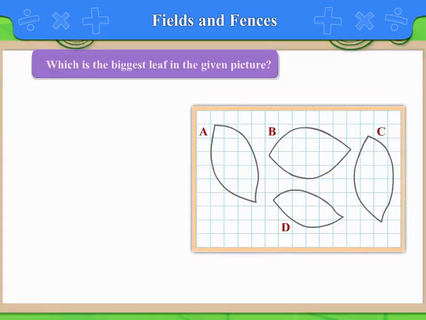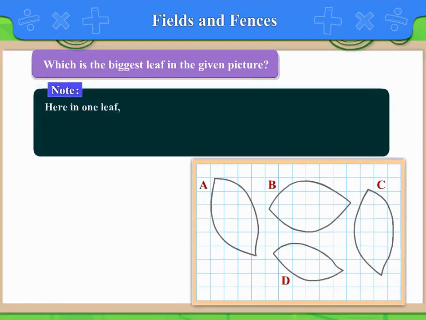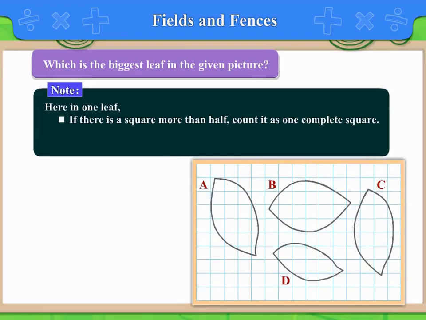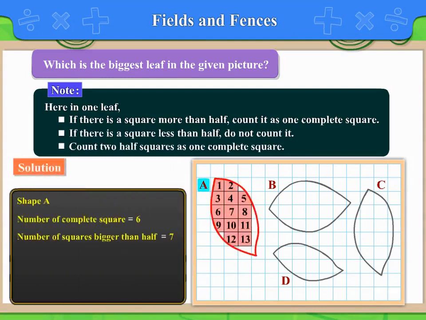Example. Which is the biggest leaf in the given picture? Note, here is one leaf. If there is a square more than half, count it as one complete square. If there is a square less than half, do not count it and count 2 half squares as one complete square. Solution. In shape A, if we count the squares, the number of squares is 13.